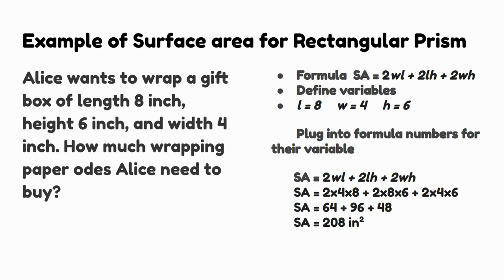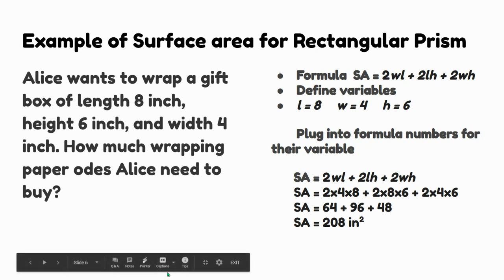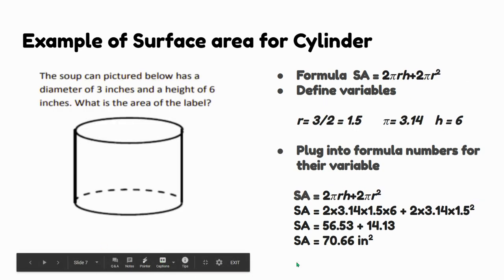So you plug into the formula the numbers for their variable. The surface area is, again, 2 times width times length plus 2 times length times height plus 2 times width times height. So we plug them in. So 2 times 4 times 8 added to 2 times 8 times 6 added to 2 times 4 times 6. When we work out the math, we're going to get 64 plus 96 plus 48. Add those together, we're going to get 208 inches squared.